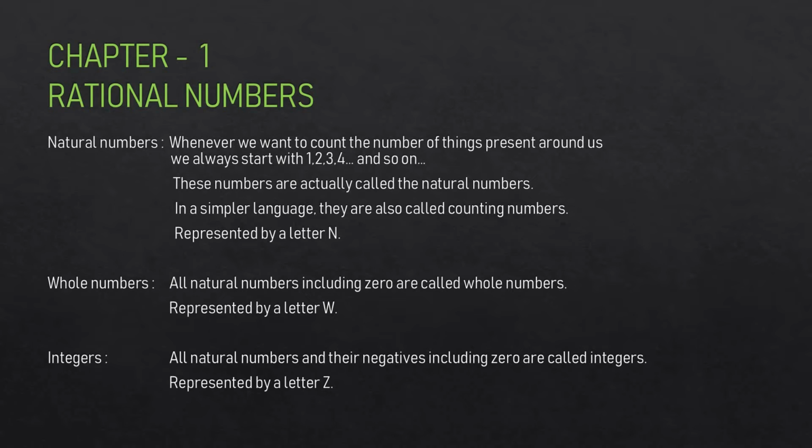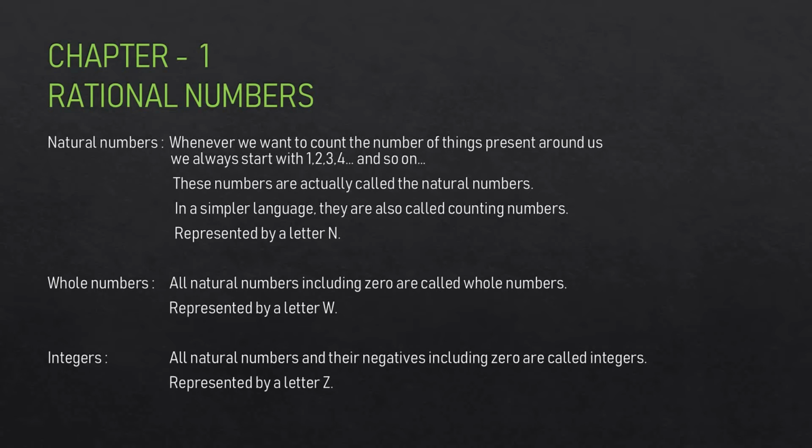See students, whenever you want to count the number of things you have, for example, the number of toys you have, the number of subjects you are going to study in your class 8th, the number of textbooks you have to buy, the number of notebooks you are going to buy, you always start your counting with 1, 2, 3, 4 and so on. So these numbers are known as natural numbers, or in simpler language, they are also called counting numbers. They are represented by letter N.